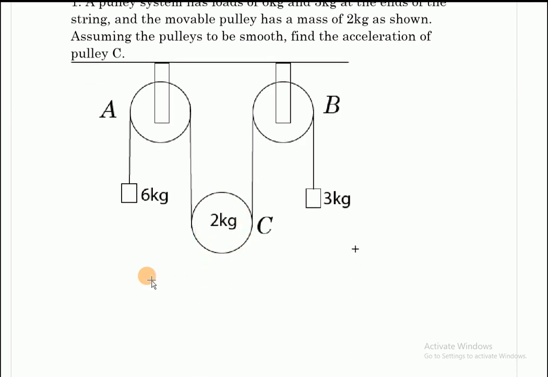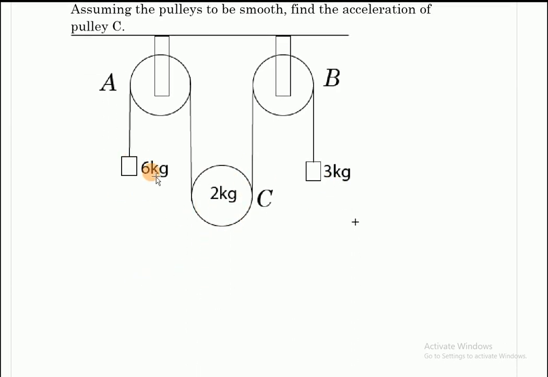Now we look at this one. You see that this one is 6, this one is 3, and this one is 2. It is not easy for this pulley to move downwards when this one is 3 and this one is 6. So most likely this one shall move downwards and this one also downwards, so that the pulley shall move upwards.